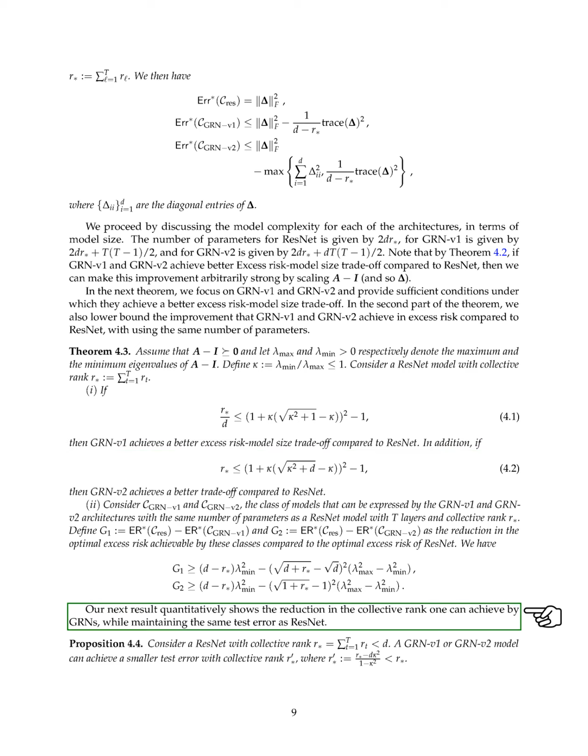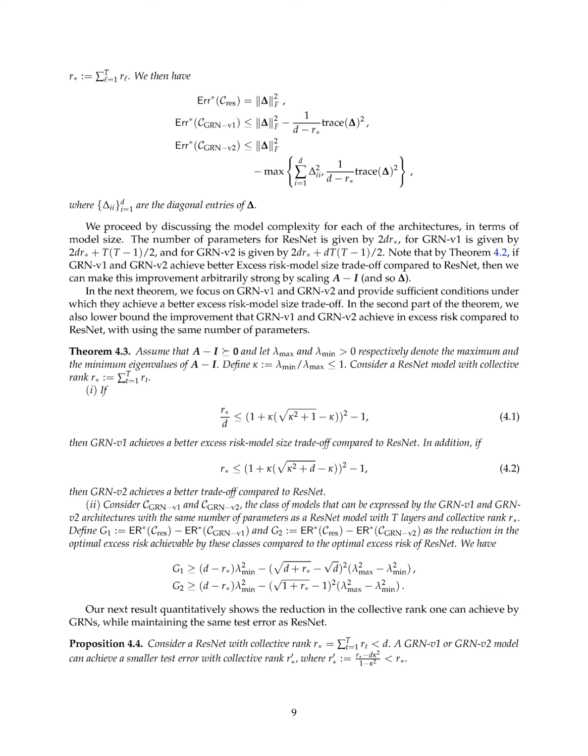Finally, we quantitatively demonstrate how GRNs can reduce the collective rank while maintaining the same test error as ResNet. Specifically, if we have a ResNet with a collective rank less than D, a GRN v1 or GRN v2 model can achieve a smaller test error with a reduced collective rank.